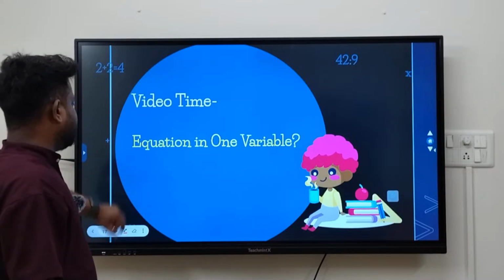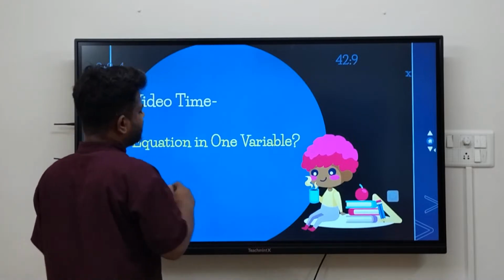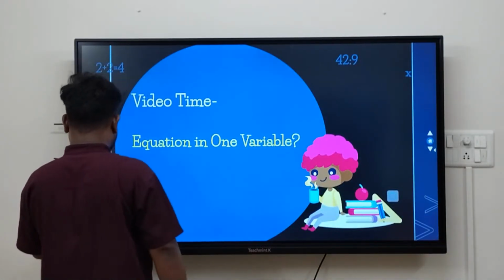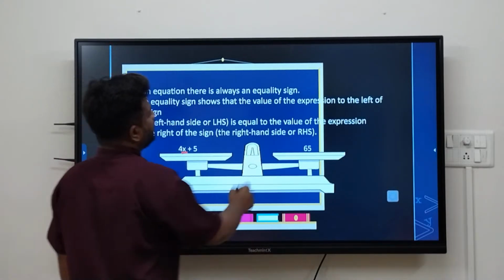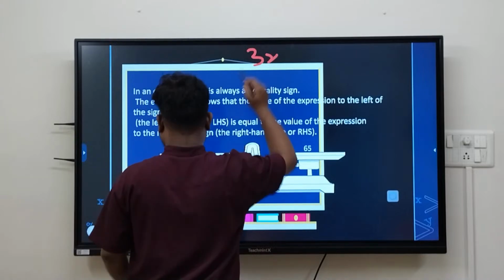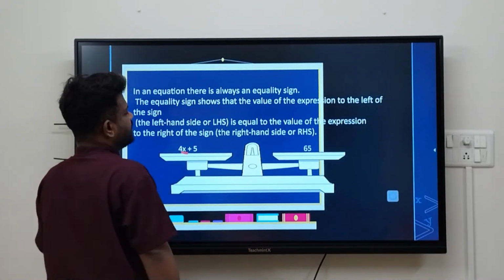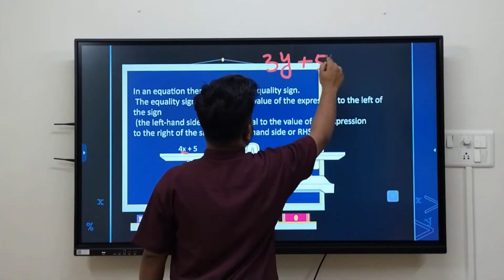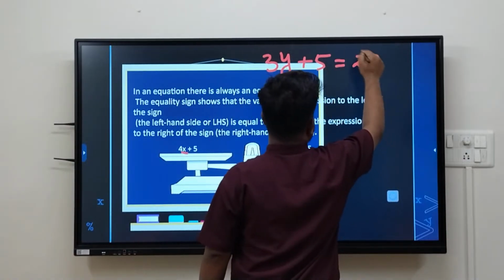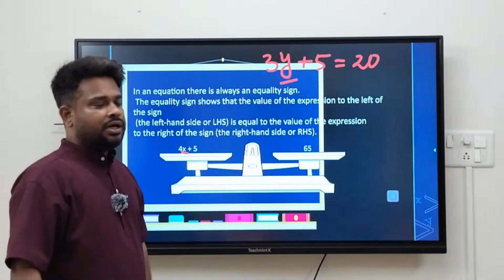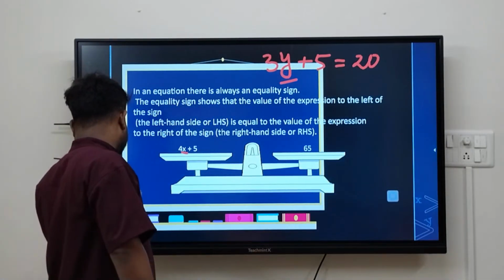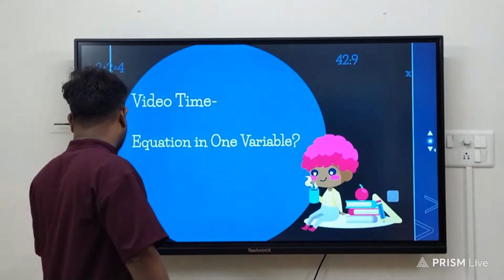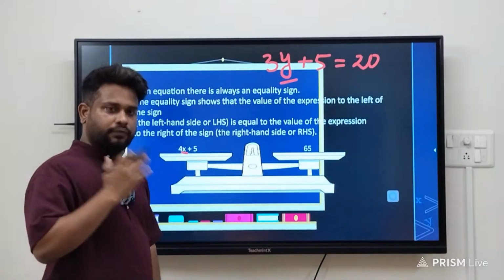There is another video on equations in one variable. I am just explaining this, not playing the video. If there is only one variable, just like this one, it is an equation in one variable. If I write 3y plus 5 equals 20, this also has one variable. So we say that these are equations with one variable.